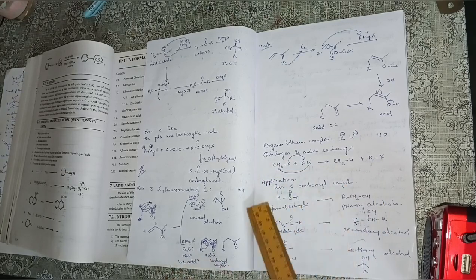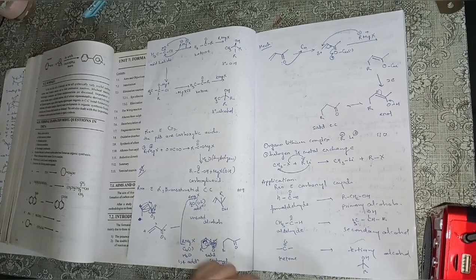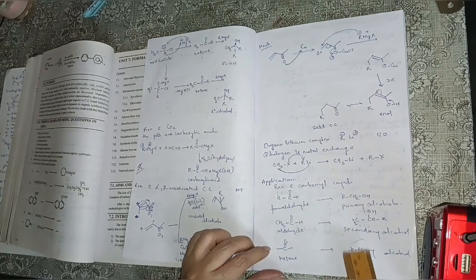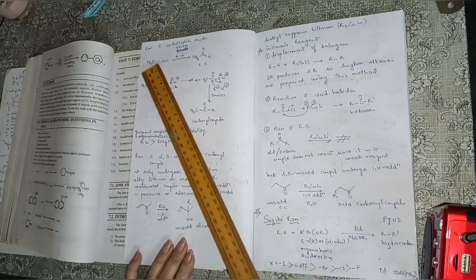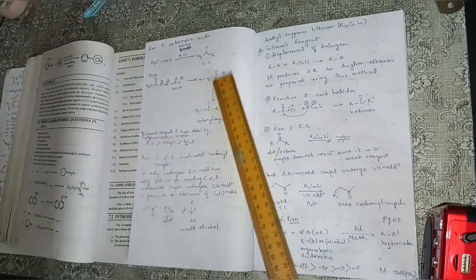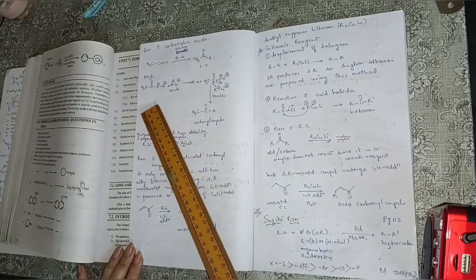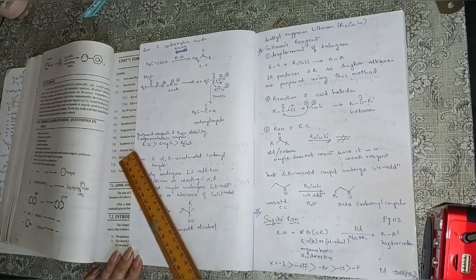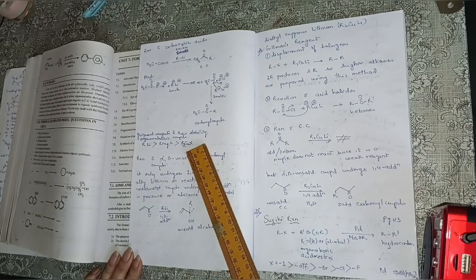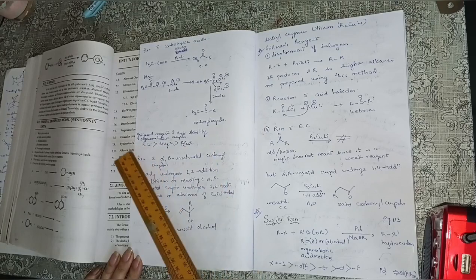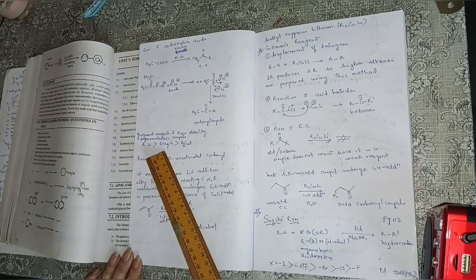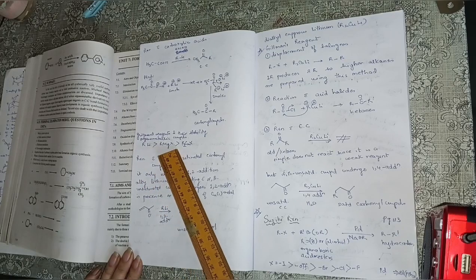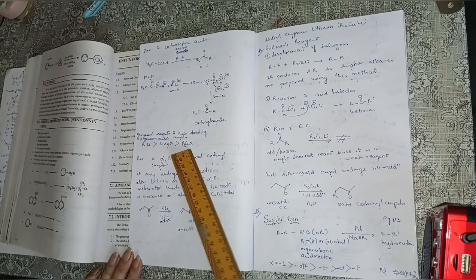Applications, these are the applications: reaction with carbonyl compounds, primary, secondary, tertiary alcohols are produced. Reaction with carboxylic acids. This is the mechanism. Grignard reagent and their stability. RLi is very highly reactive, more than RMgX, which is more reactive than R2Cu.